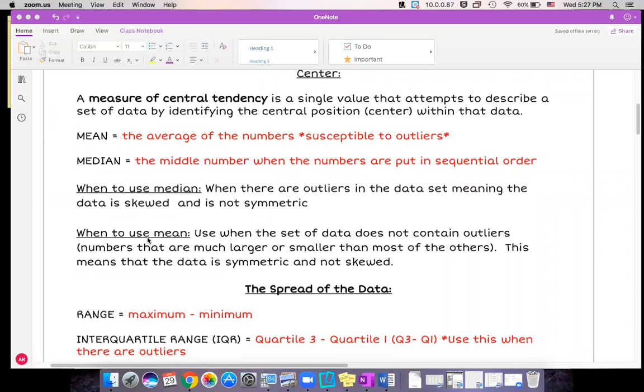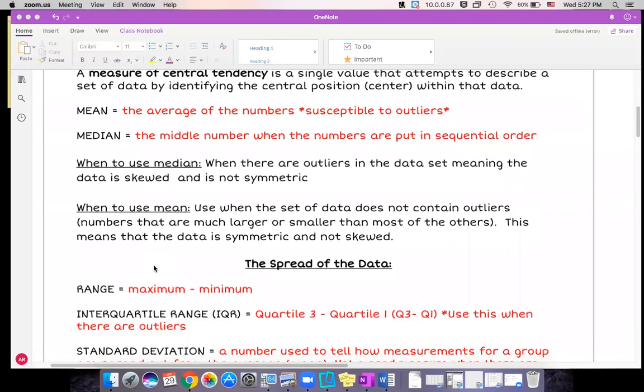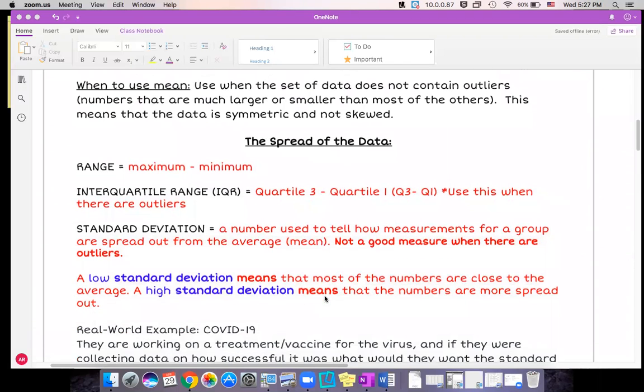So notice the way you describe the center is all about if there are outliers or not, and if it is skewed or not. Okay, the next thing we're going to talk about is the spread of the data. The spread of the data is how far away your data points are from the middle. So are they really spread out, or are they all really close together?